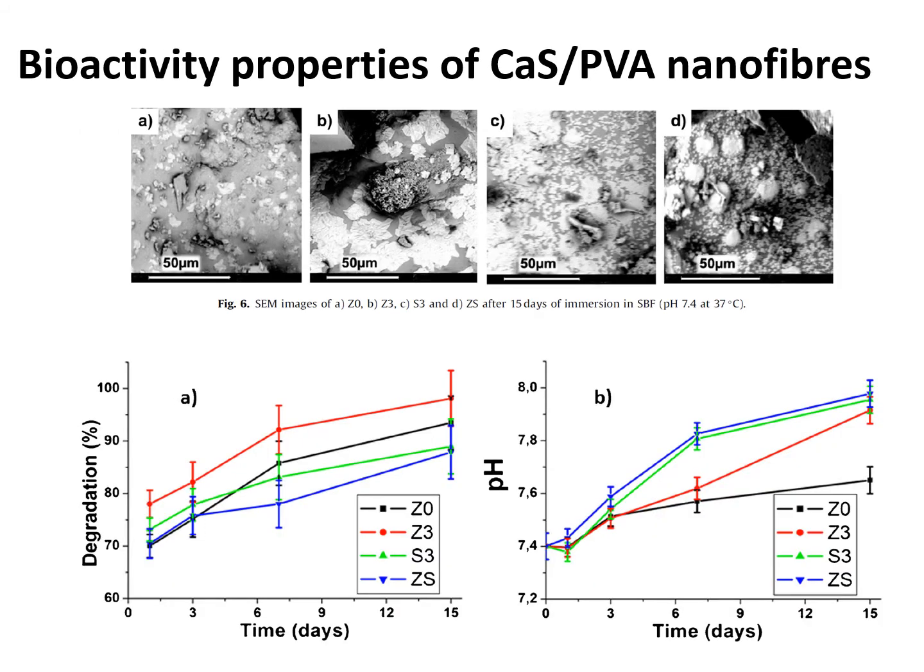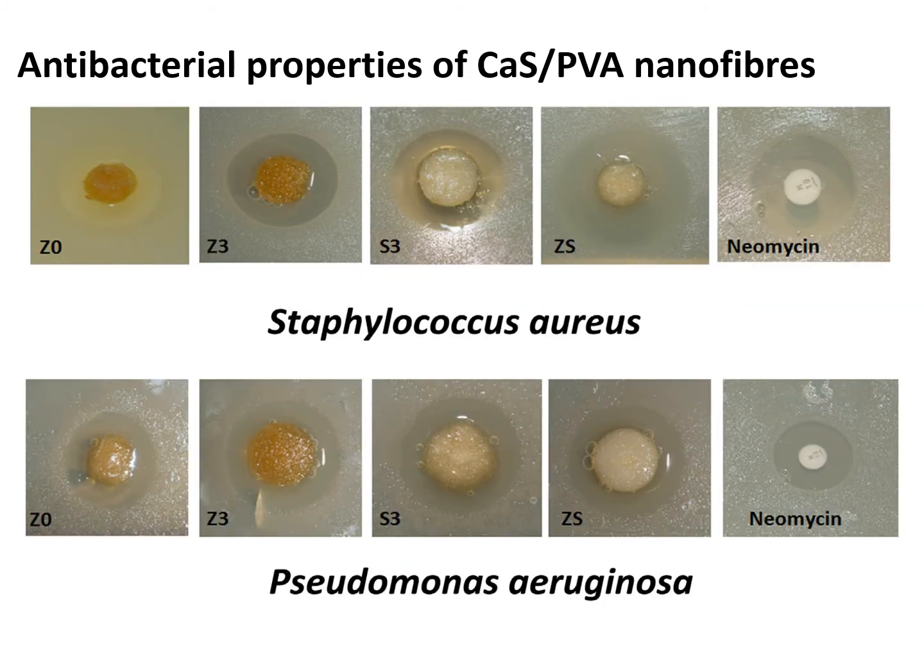This is precipitation of calcium phosphate when we submerge these nanofibers in simulated body fluid, and we can see also the degradation of these nanofibers over time, as well as pH. This is proving the antibacterial effect of these nanofibers against Staphylococcus aureus and Pseudomonas aeruginosa strains.